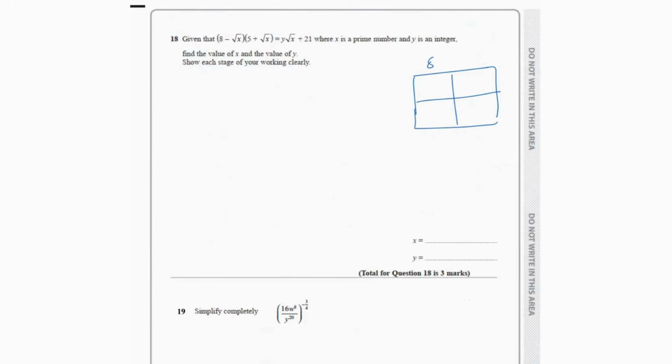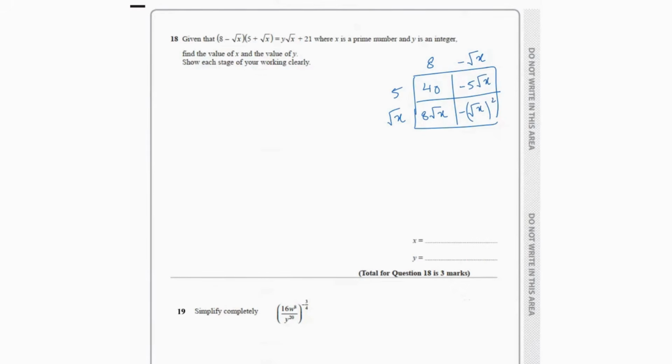So we can say this is 8 and this is minus root x. The sign comes with the root. And this is 5 and this is positive root x. 8 times 5 is 40. 5 times negative root x is negative 5 root x. 8 times root x is 8 root x. And negative root x times root x is negative root x whole square.